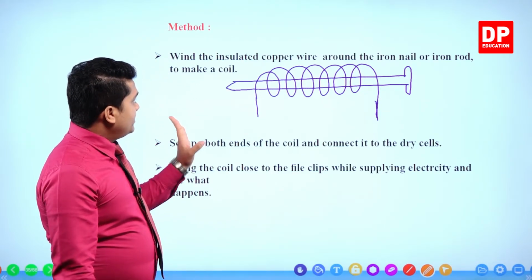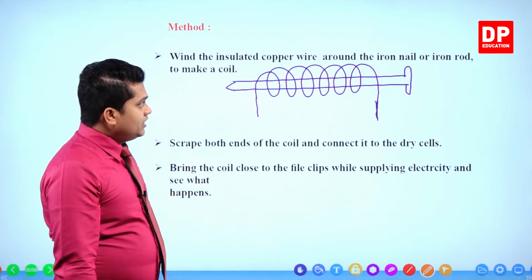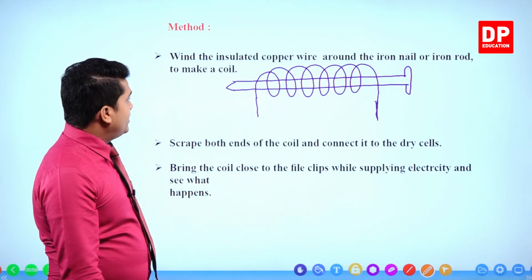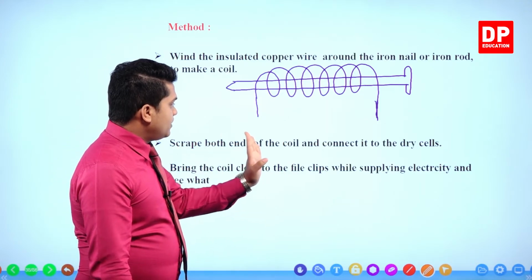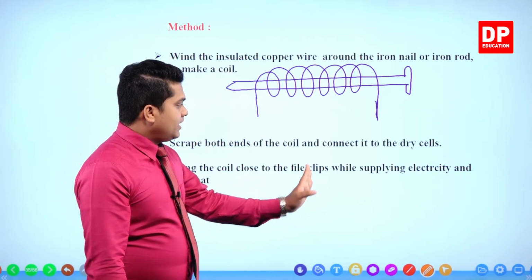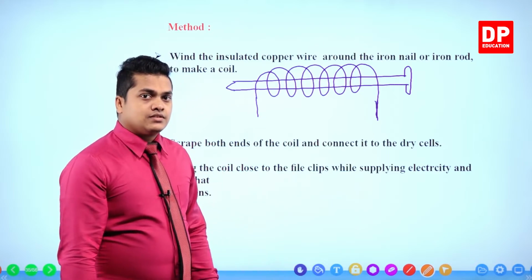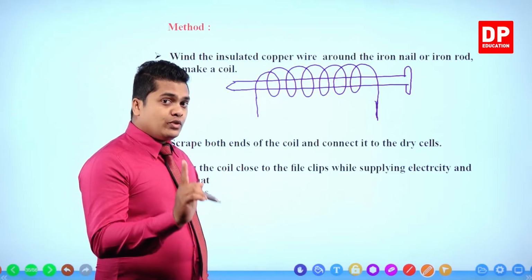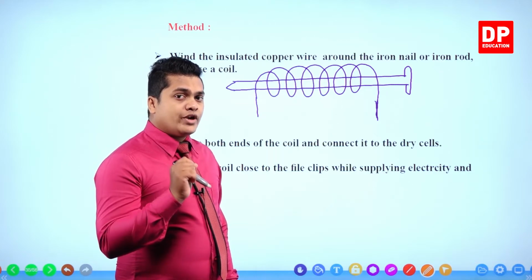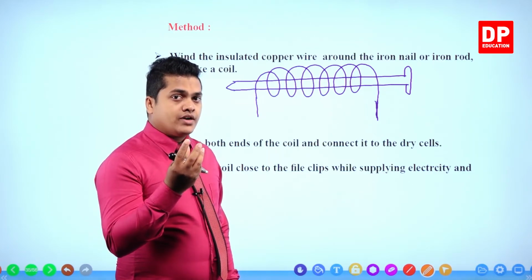So wind the insulated copper wire around the iron nail or iron rod to make a coil. Scrape both ends of the coil and connect it to the dry cell. Now what we have to do, I told you that this copper coil is going to contain an insulation part.